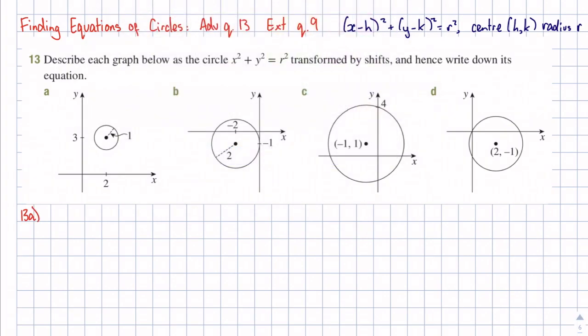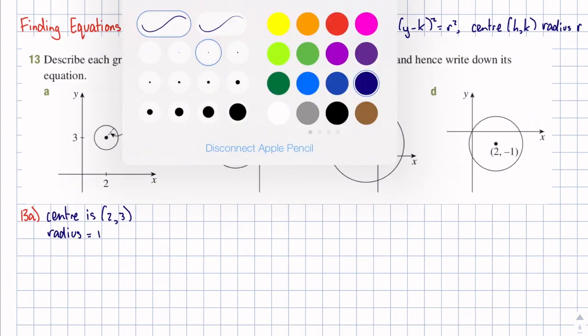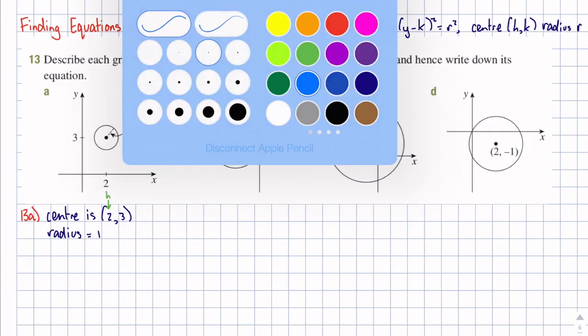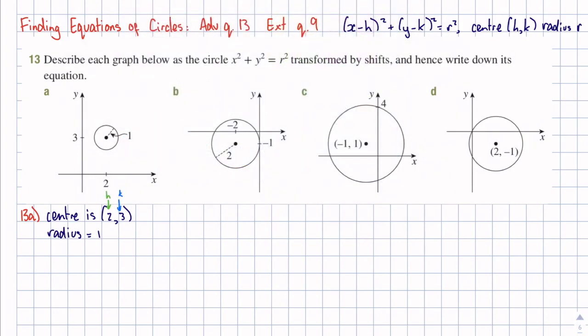This one, 13a or 9a, the centre is (2, 3) and the radius is 1. So that 2 is h, and that 3 is k. So we know we've got (x − 2)² + (y − 3)² = 1².